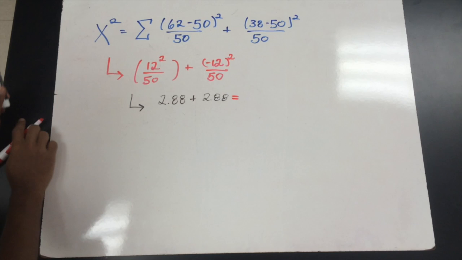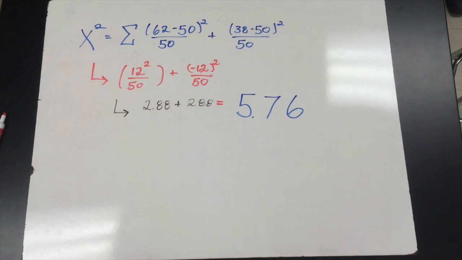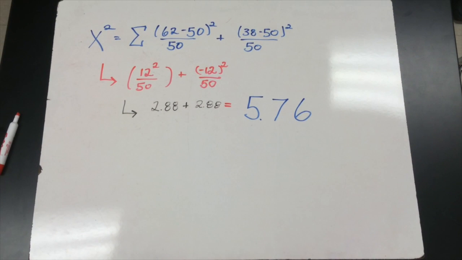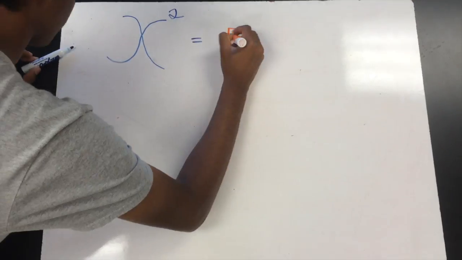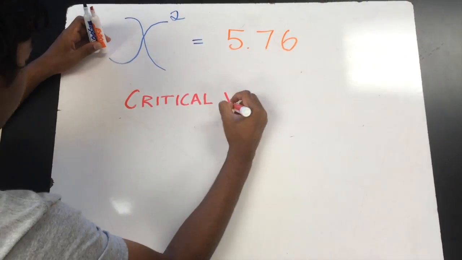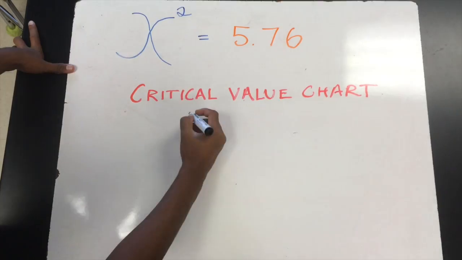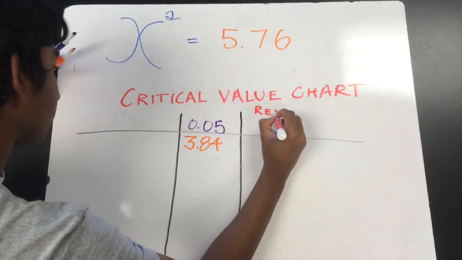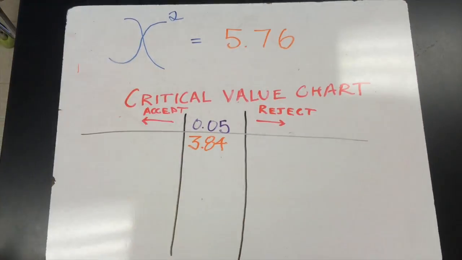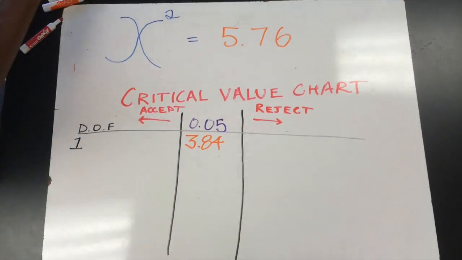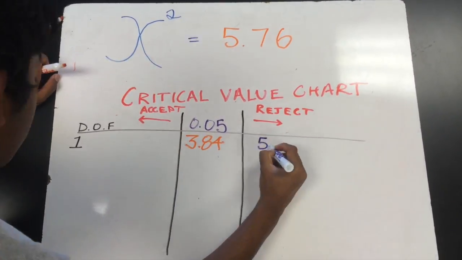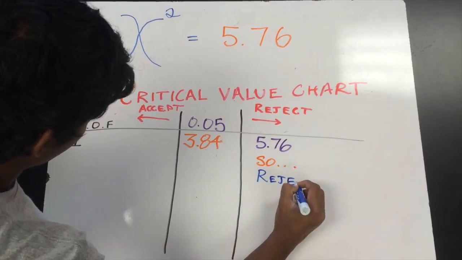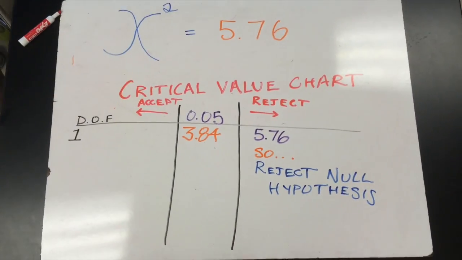In this experiment, you add together the heads value and the tails value. When you add the two, you get the final chi-squared value. In this experiment, the chi-squared value is 5.76. When you go to the critical value chart, you'll see that your value is greater than the 3.84 value. Since there are 2 possible outcomes, there is 1 degree of freedom. Because 5.76 is greater than 3.84, you reject your null hypothesis, saying there is another factor at play, such as a weighted coin.